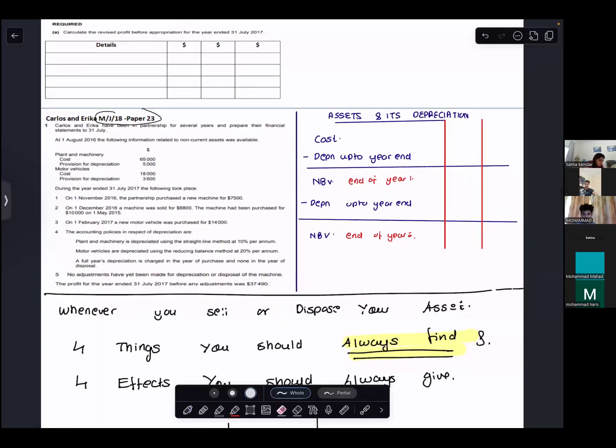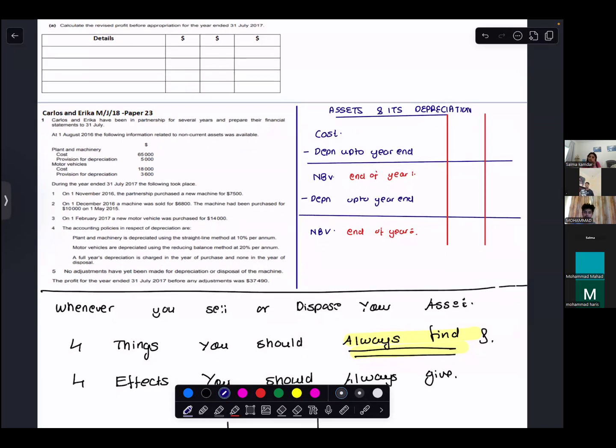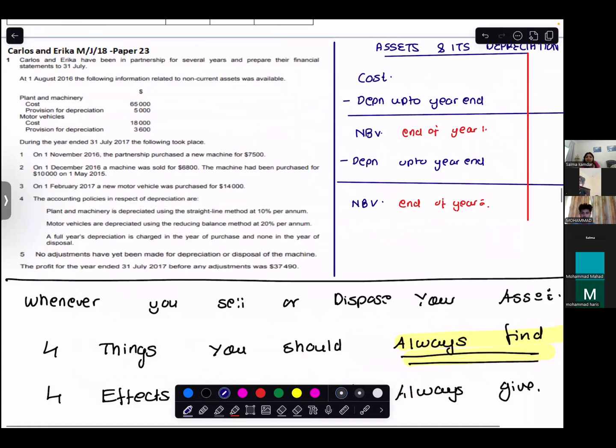So this is a sum of partnership which is related to Carlos and Erika, May June 2018, paper 23. And in this sum, they have asked you to find out the profit for the year. Although it is a sum of partnership, the main area where they are trying to test you over here is on depreciation.